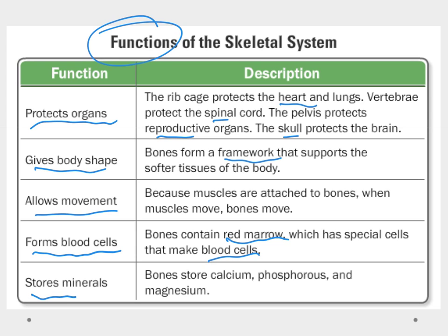And then finally, we can use the bones to store some minerals. They'll store calcium, phosphorus, and magnesium. When we have that in our diet, it gets stored in the bone, and that's kind of like a bank where it keeps it. If we're not getting enough of these things in our diet, then it pulls these nutrients out. So you'll hear about things like osteoporosis, and that's when you're older and you're not able to store the calcium. Your body will take the calcium out of the bones, and that'll make your bones a little more brittle.